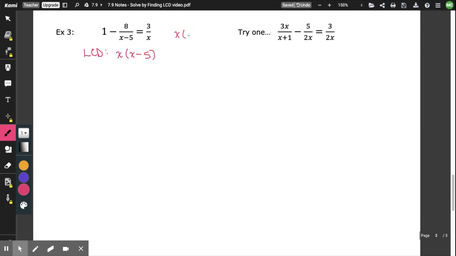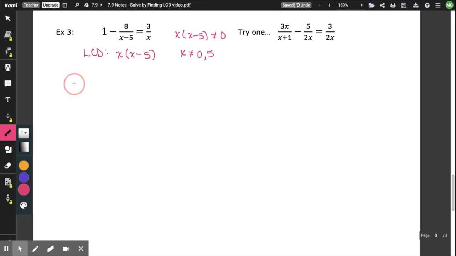Now, once again, we do need to state what x is not allowed to be for this problem. So I'm going to go ahead and say that least common denominator is not equal to 0. Now, when I solve that one as if it were an equal sign in there, I would get that x is not allowed to be 0 or 5. So when I get my answers for this one, if I get 0 or 5 as an answer, then I will discard that as an extraneous solution.